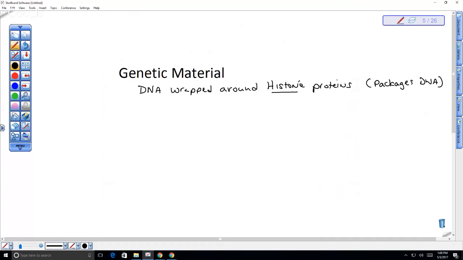Now, when it is loosely packaged, it is called chromatin. So it's loosely wrapped DNA, and this is in a non-dividing cell. The DNA is loosely wrapped because it has to provide direction for the production of proteins. It can't be tightly wrapped because, and we'll talk about gene regulation, if it's going to produce protein from the information in the DNA, it's got to be loosely wrapped, okay?